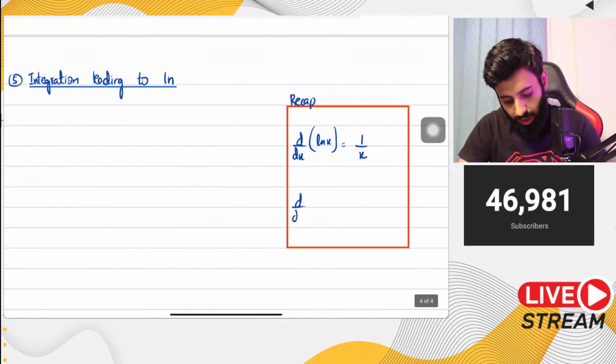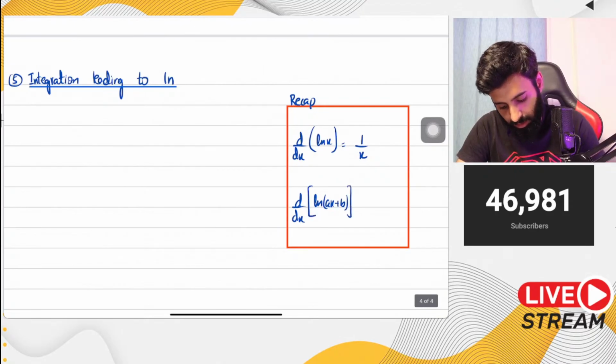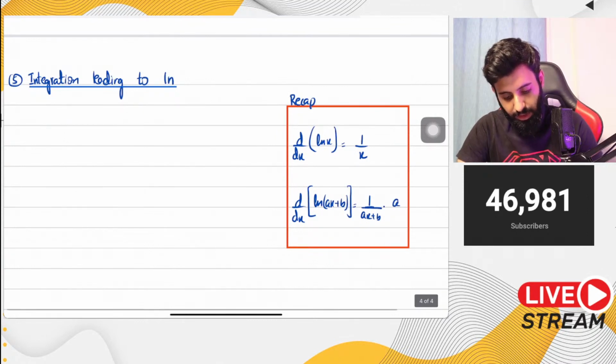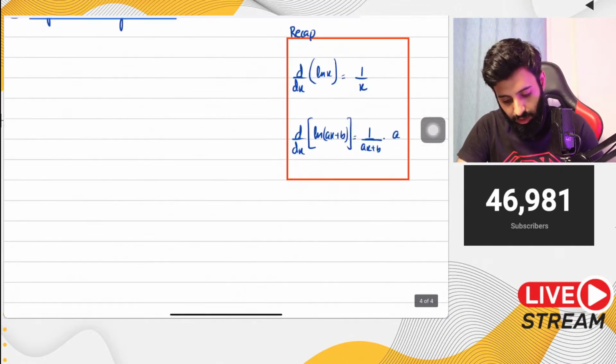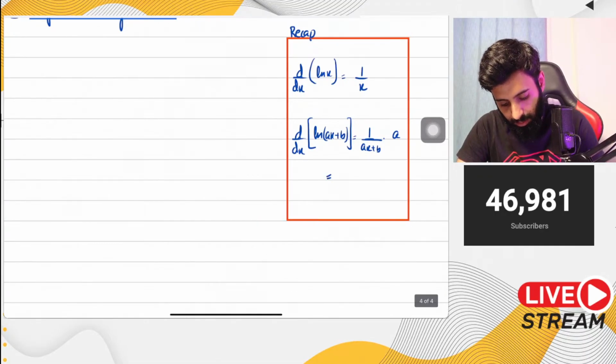Also, if you're asked to differentiate ln of ax plus b, then what do you do? In that case, it's 1 upon the argument, 1 upon ax plus b, which you then multiply by the differential of the denominator, which is a in this case. Your final answer, if you write it nicely, is equal to a upon ax plus b.